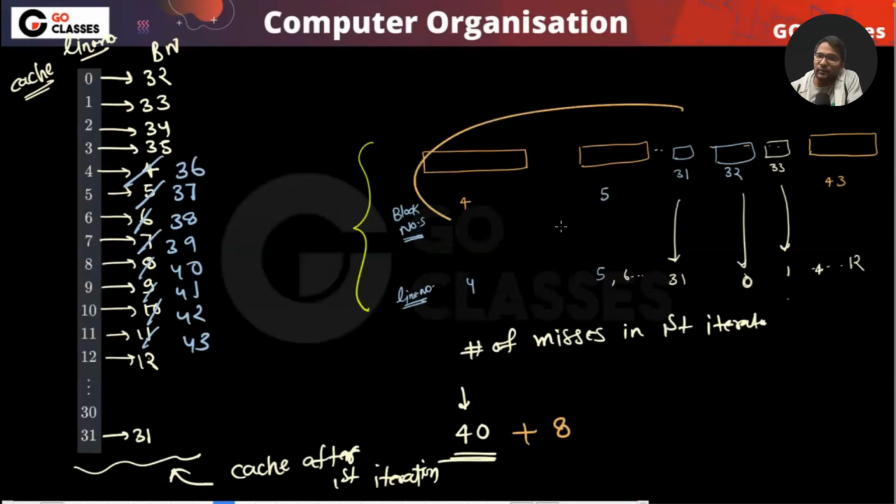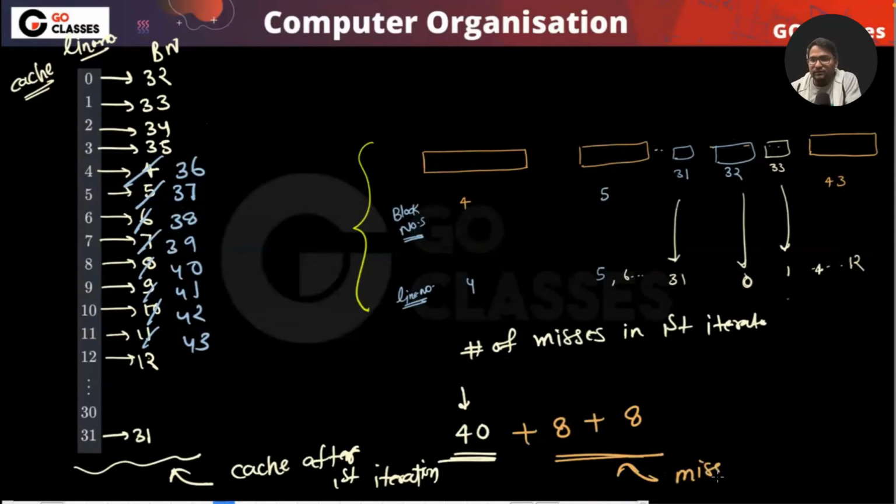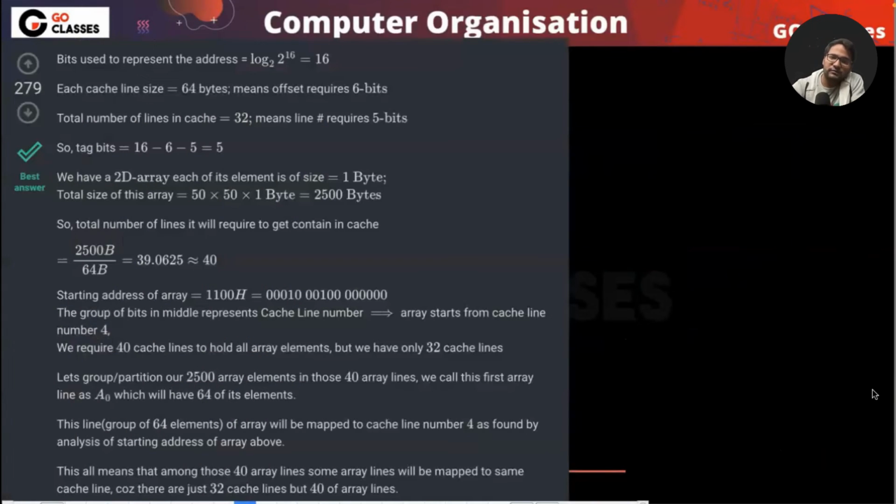To start with, the starting 8 blocks will be a miss. Then everything is a hit, but the end 8 blocks will also be a miss, right? Because this will be replaced. So the end 8 blocks also miss. So these are the misses in the second iteration. Getting it? So it will be 56 misses.